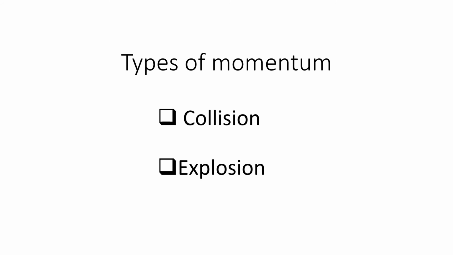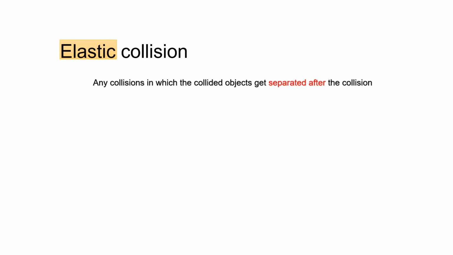As stated in the learning outcome, there are two types of momentum, which are collision and also explosion. How can we apply the principle of conservation of momentum in elastic collision? First of all, we need to know the meaning of elastic collision. So, the elastic collision is any collision in which the collided objects get separated after the collision.